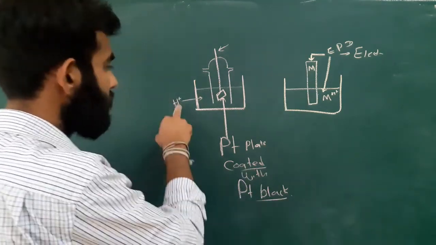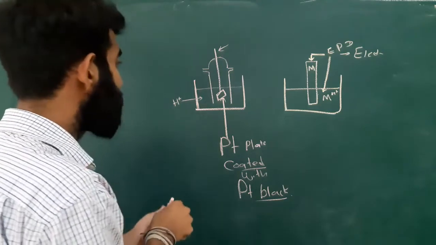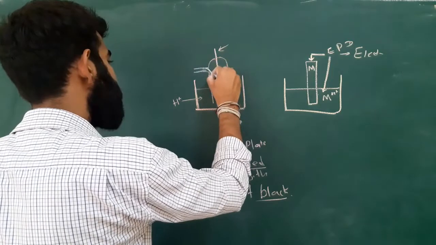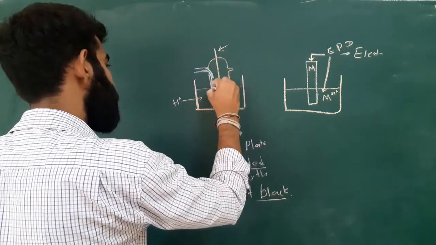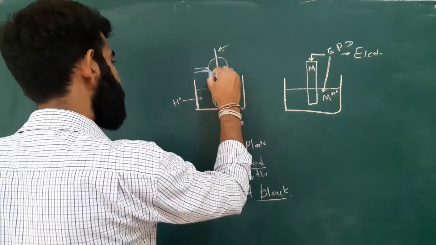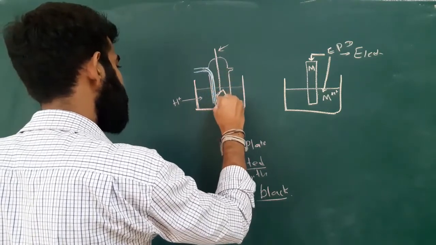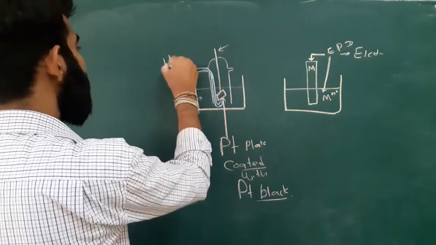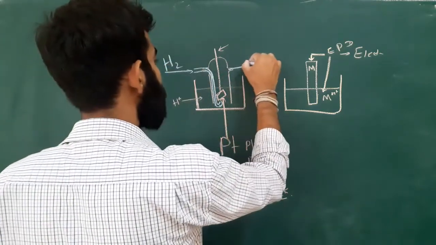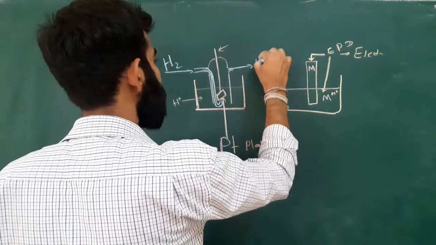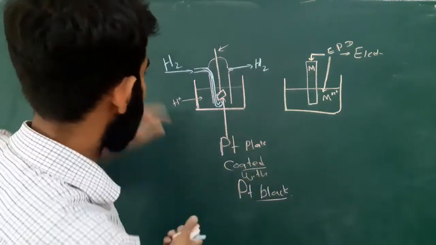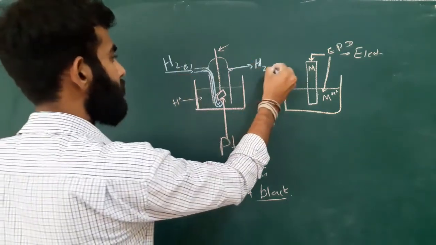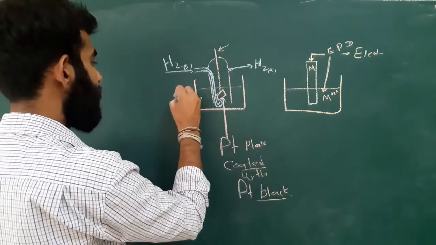Okay, this solution contains H plus and we will pump hydrogen to this system. Excess hydrogen will go out from this tube. So we supply hydrogen gas, and the solution contains H plus ions.